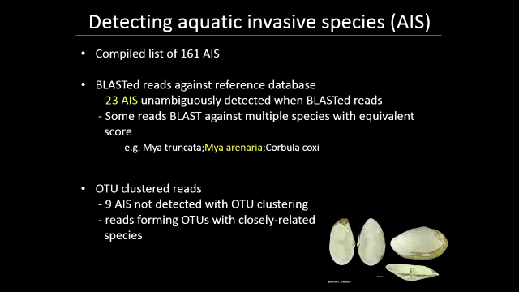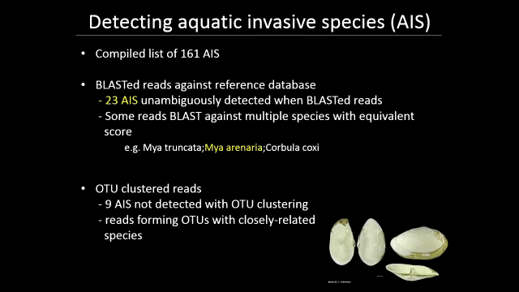and when I say that they're unambiguously detected, that means that there were some cases where a single read would blast against multiple species with equivalent blast score, so based on the blast result you can't distinguish them. The 23 AIS were cases where those reads blasted uniquely against that species. There are cases where we cannot confidently say that we've detected an AIS because it could be a closely related species. For example, for Maya arenaria, the soft-shell clam, there are reads that also blast against 2 other species equally well.